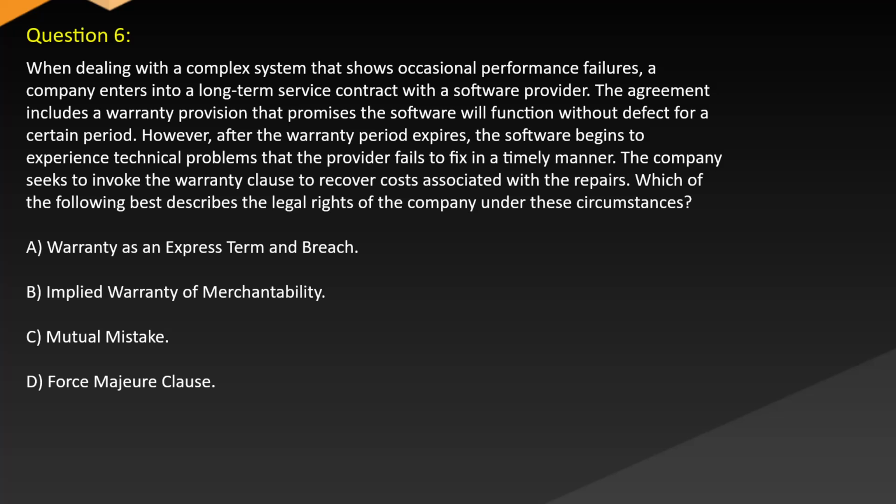Which of the following best describes the legal rights of the company under these circumstances? A. Warranty as an express term and breach. B. Implied warranty of merchantability. C. Mutual mistake. D. Force majeure clause.